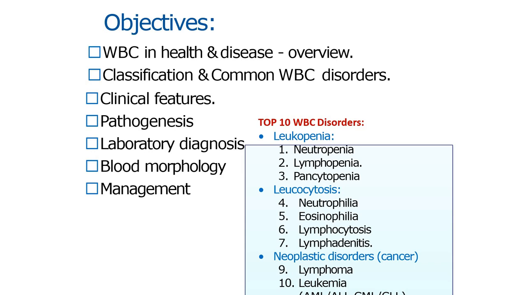Next, I'm going to discuss the WBC disorders. Any disease we know is of two types: one is the non-neoplastic and the other is the neoplastic. Non-neoplastic includes any infections and inflammations, and the neoplastic conditions include the benign and the malignant one.